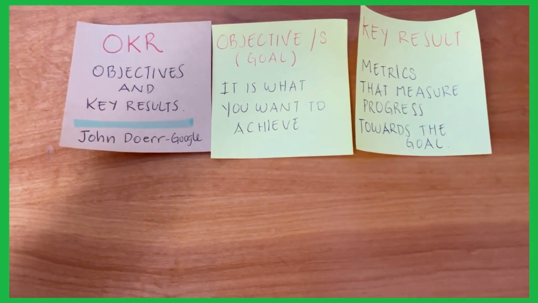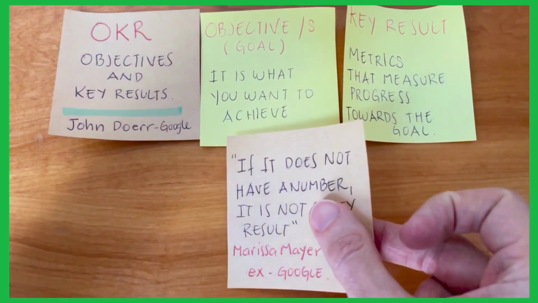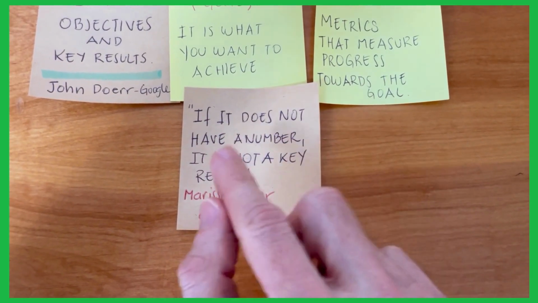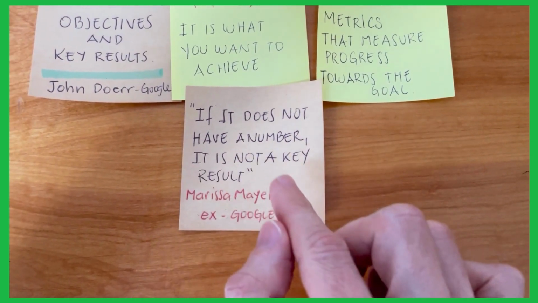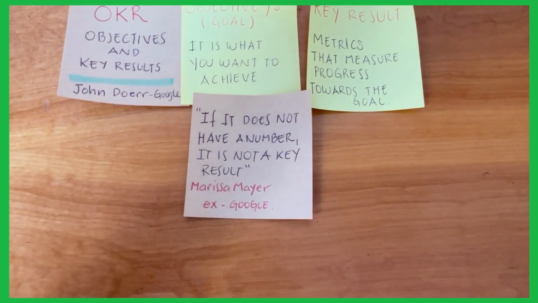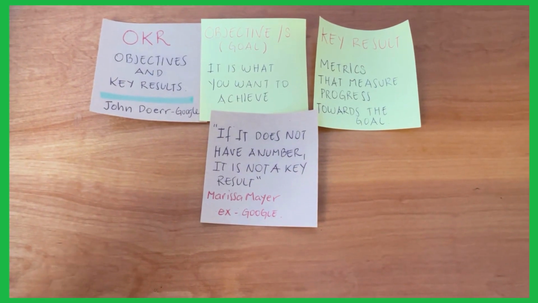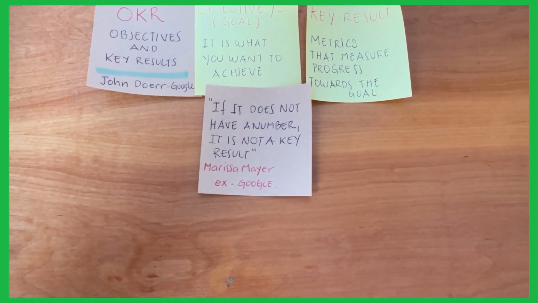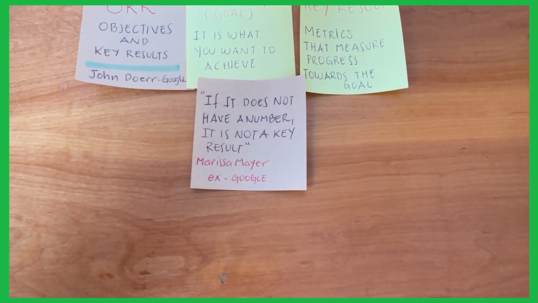I want to quote something before giving some examples, and it says that if it does not have a number, it is not a key result. This is very important to understand, so that you can write your goals as well as your metrics. Let me give you a few examples of this.